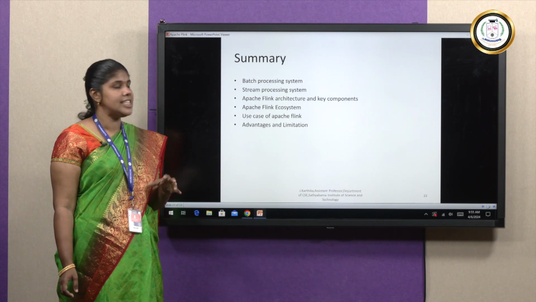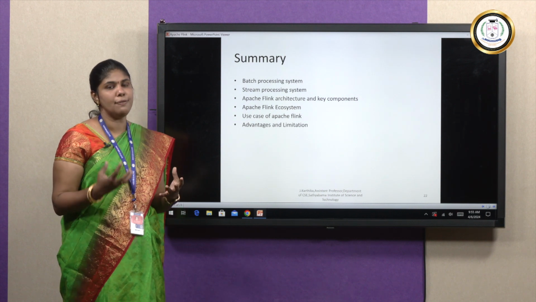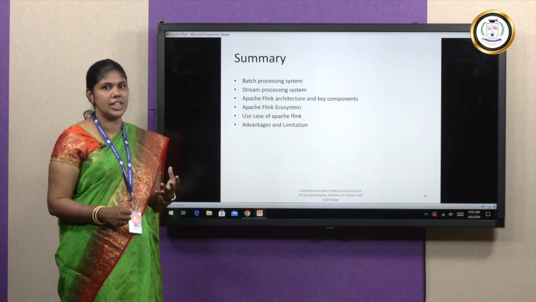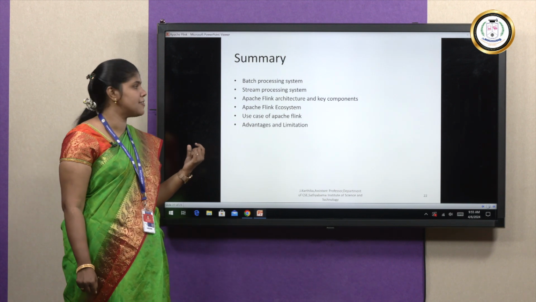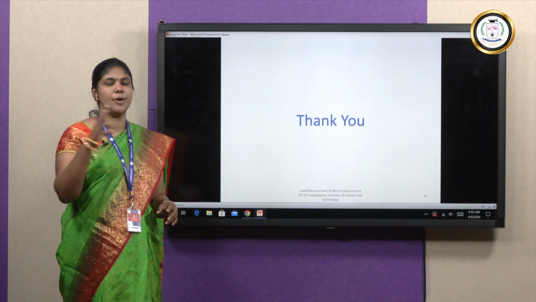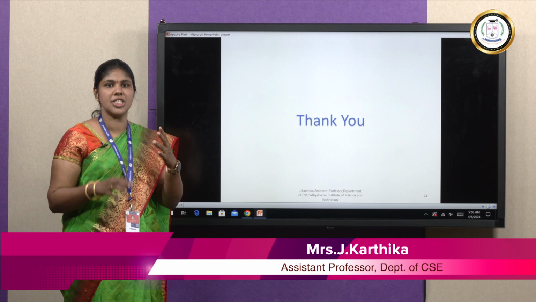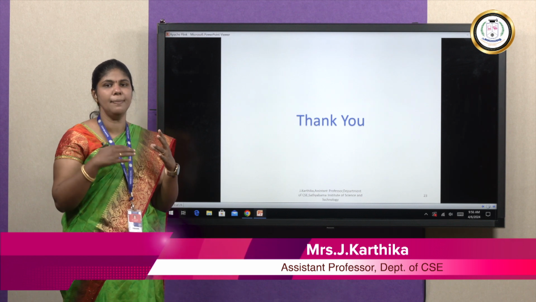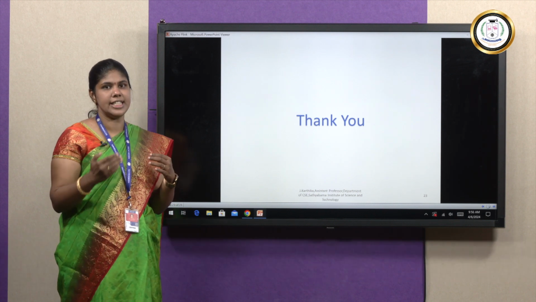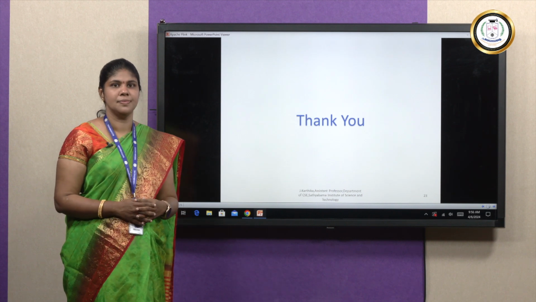The Apache Flink ecosystem is not just a data processing tool. It consists of a lot of tools and libraries incorporated with it. We have discussed that, and also the various use cases of Apache Flink and its advantages and disadvantages. So we have seen a brief on Apache Flink, starting from definition, batch processing, stream processing, architecture, ecosystem, use cases, advantages and disadvantages. Hope you got a clear idea about what Apache Flink is. Thank you.